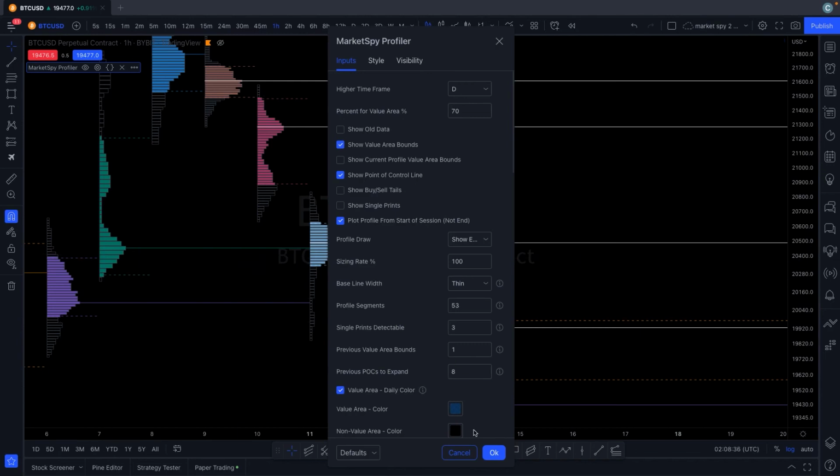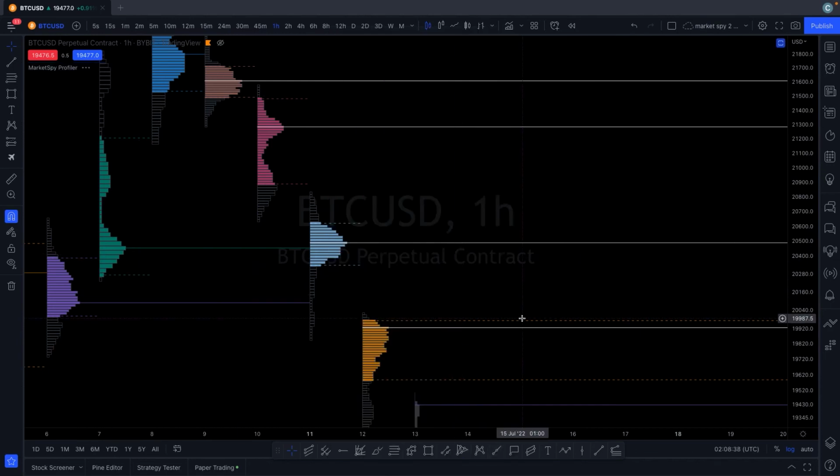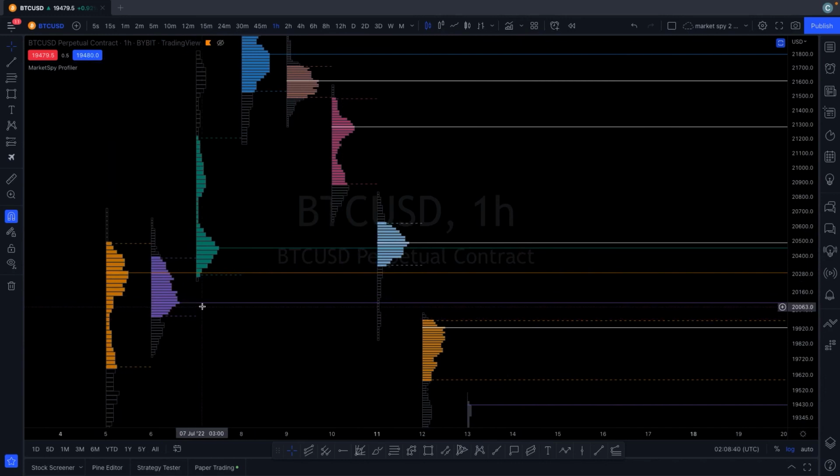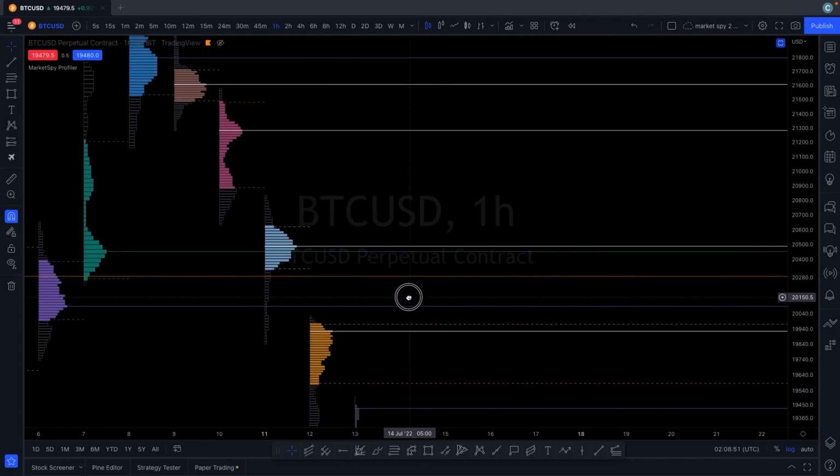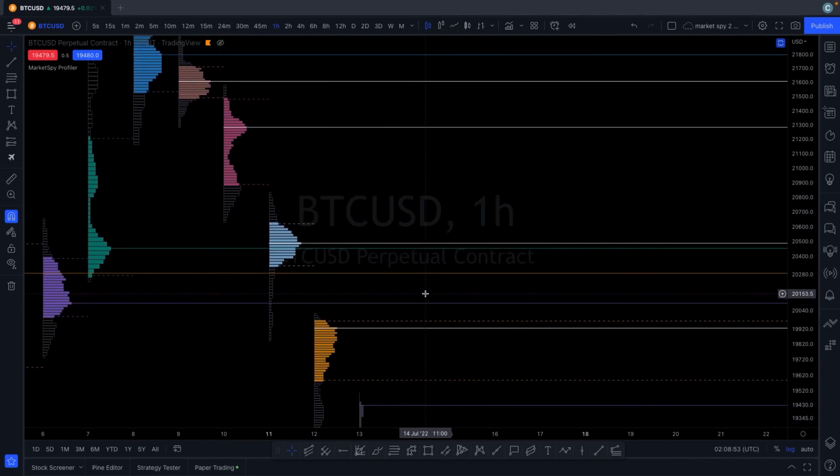We had 8 profiles, so I'm doing 8 here. And as you can see, these previous points of controls, here, here, here, they all extend into the future. And so now you have a way better idea of where your hard levels are. Those value areas are good. You know, let's say an uptrend is happening.